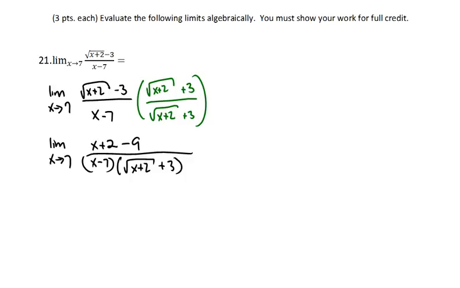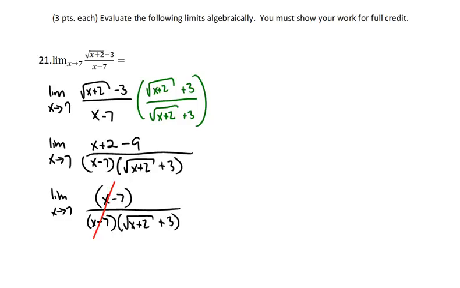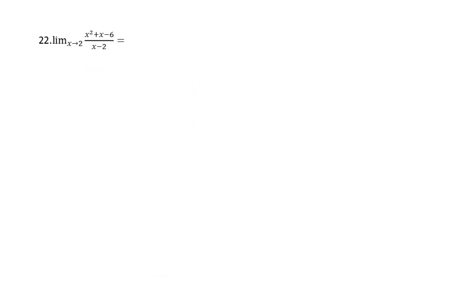Now when we simplify the numerator, we end up with x minus 7, and that's going to cancel with the x minus 7 in the denominator, leaving the square root of x plus 2 plus 3 in the denominator, with a 1 in the numerator. As x approaches 7, the square root of x plus 2 is the square root of 9, which is 3, and you end up with 1/6 there. We'll scroll up to the next problem.